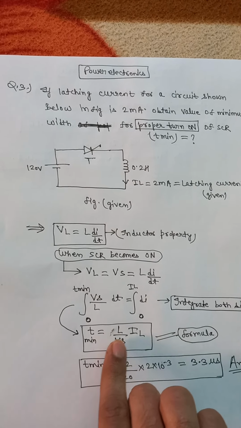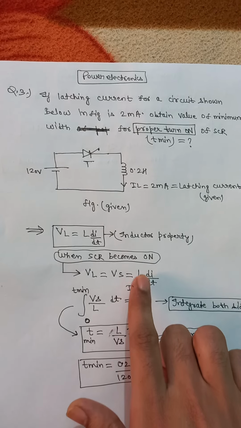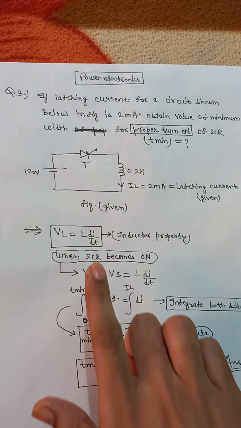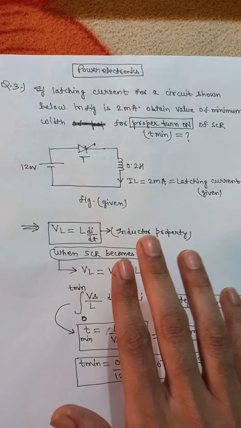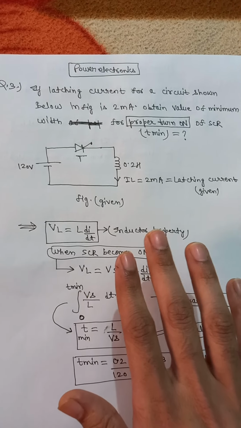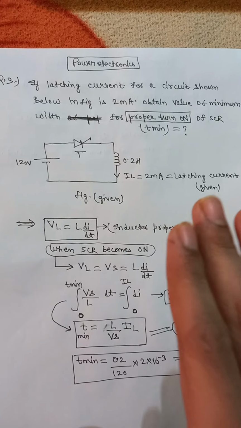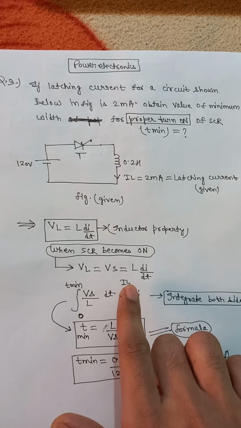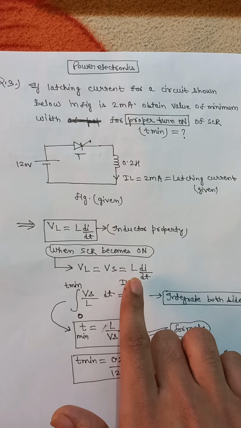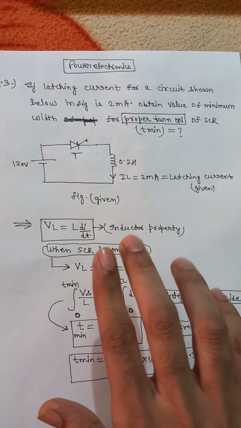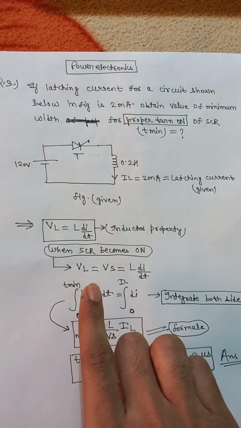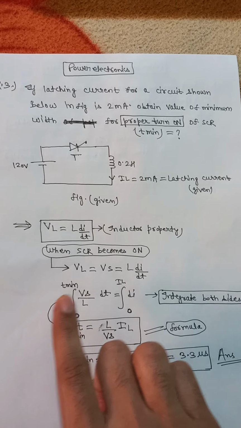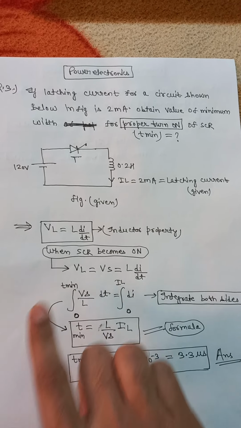Here I have integrated from 0 to IL and here from 0 to T minimum, because we have to find the T minimum for which the SCR becomes on, and the SCR will be on only when the current I reaches the latching current IL. So when the current reaches the latching current IL, the SCR becomes on, and at that time T minimum, the pulse width, is what we have to find. So I have used T minimum here.